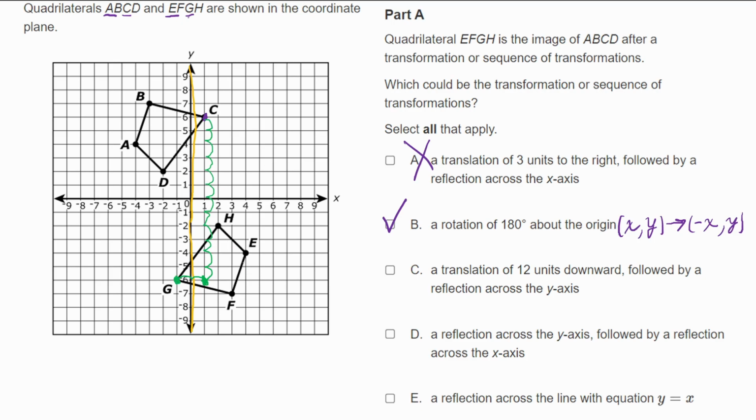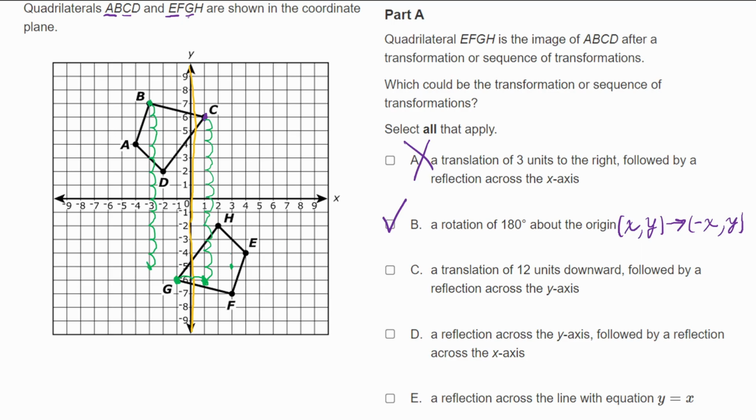Let's try another one, right? Because we got to make sure it works. Let's try B this time. We haven't done B yet. So I'm going to count B down. 1, 2, 3, 4, 5, 6, 7, 8, 9, 10, 11, 12, right? That's 12 down, right? Followed by a reflection across the y-axis. We go 1, 2, 3 to the y-axis. 1, 2, 3 to the other side. Is there a point there? Uh-oh. There's no point there.